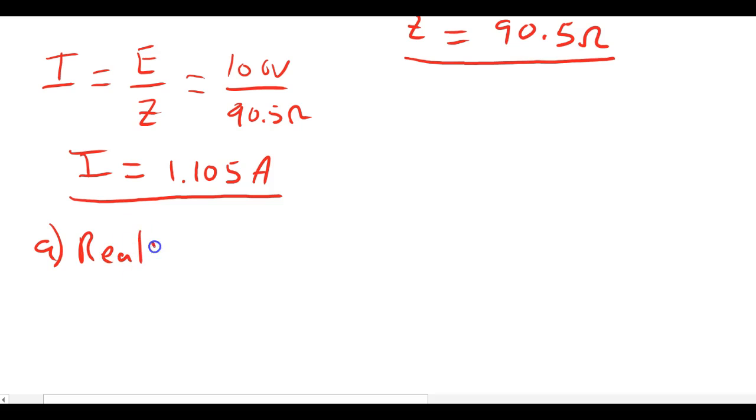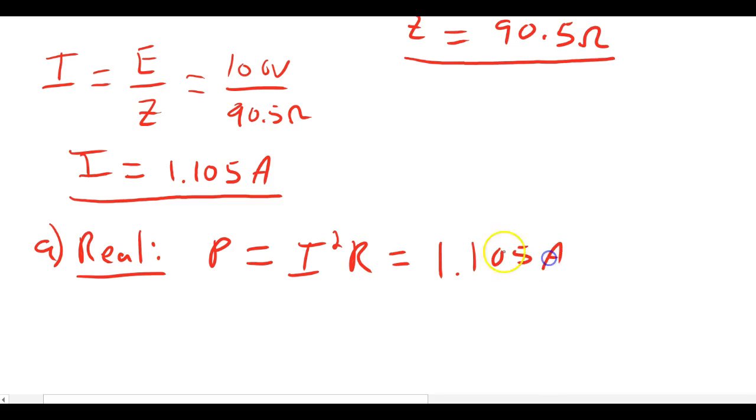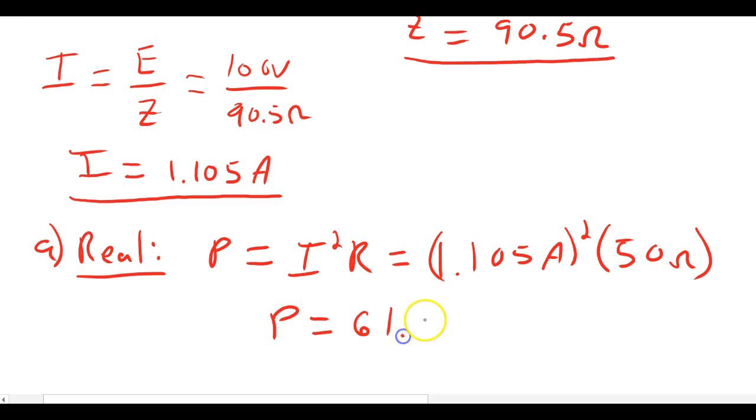Real power, P, is equal to I squared times R if we don't have voltage. This is the easiest way to calculate P. 1.105 amps squared multiplied by R, 50 ohms. That gives us P is equal to 61.05. The unit for real power, watts.